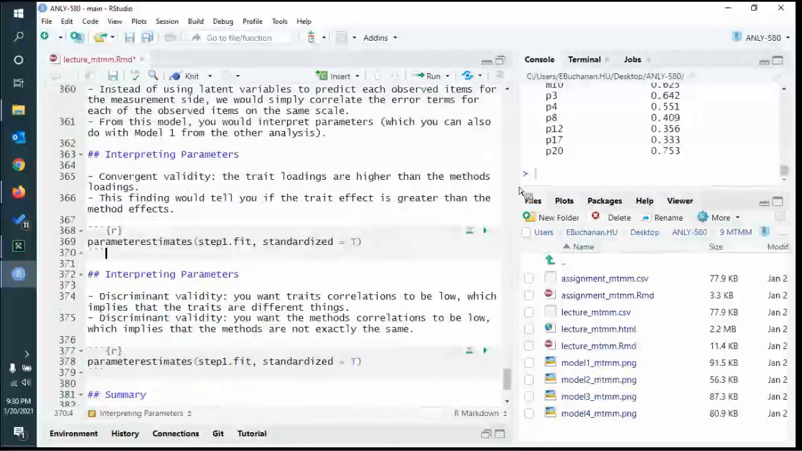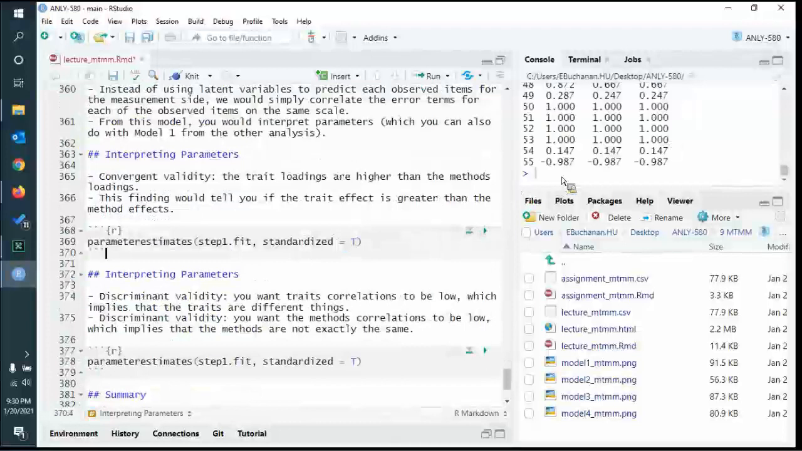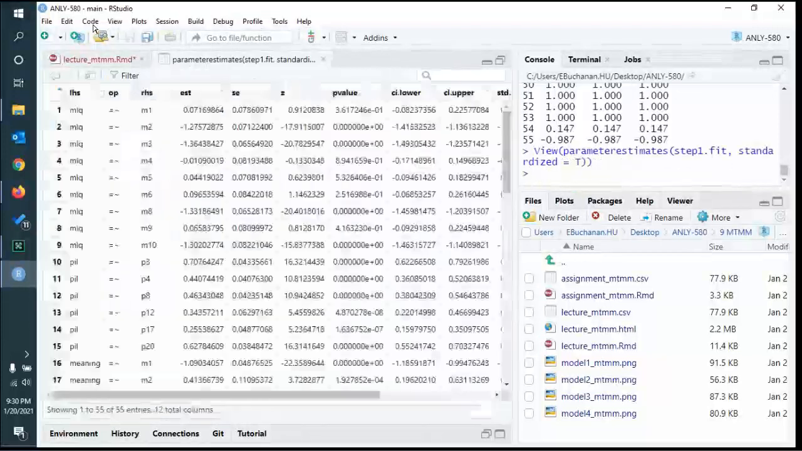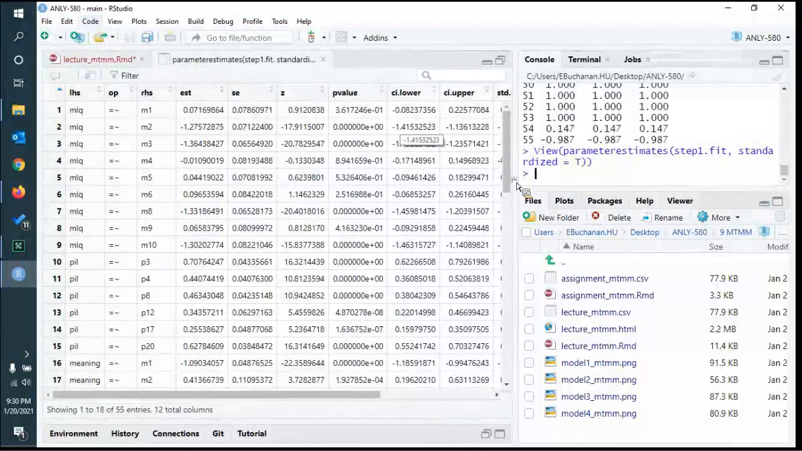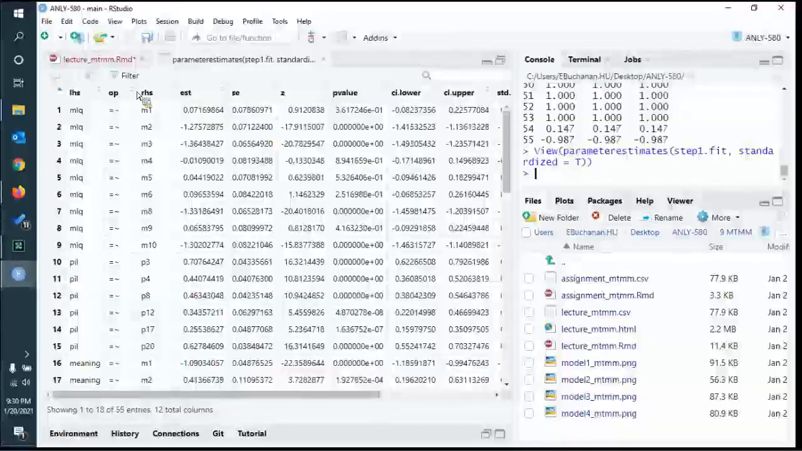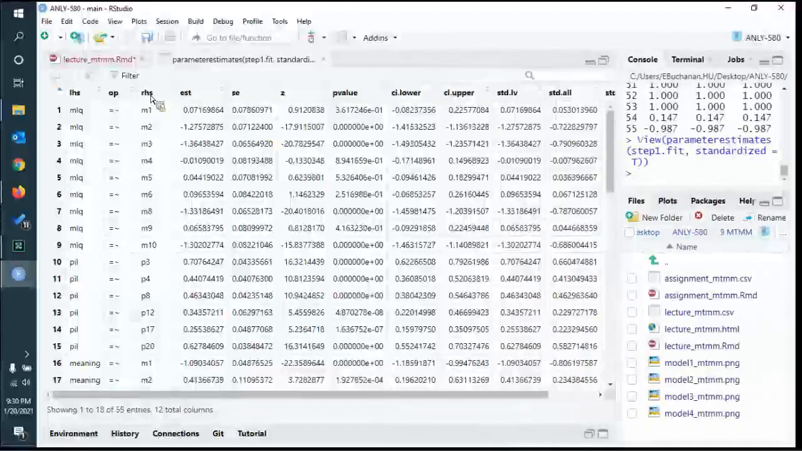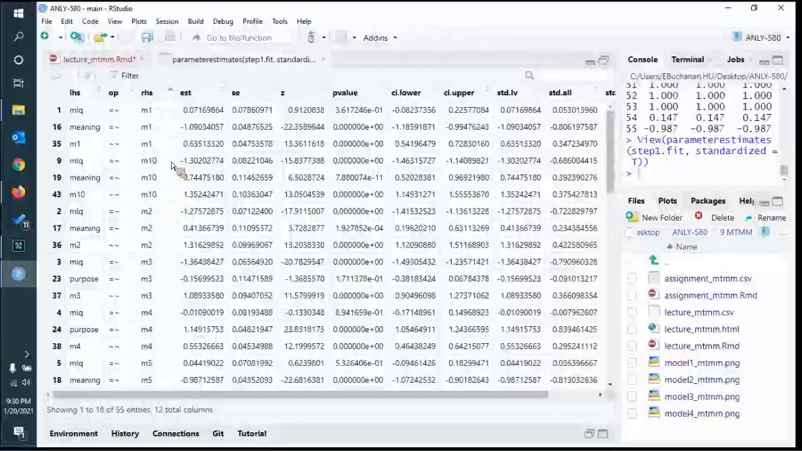Step one. Perfect. Let's go all the way down to the bottom. And what I'm going to do here is, we could print these parameter estimates out, but I also really think viewing them just makes it easier, mostly because that is interactive, right? I don't want to put this in my markdown because you can't really print this and interact with it. But now what I can do is just sort here by the right-hand side. And that will put them next to each other. Makes it so much easier.